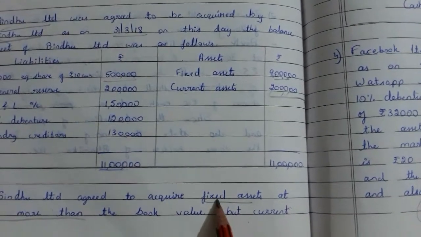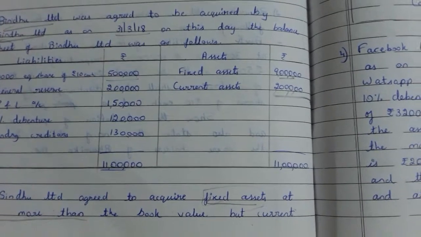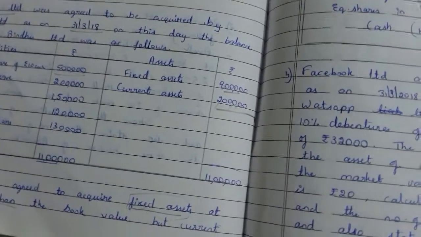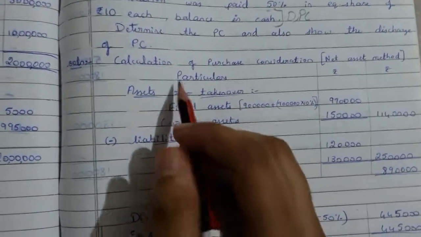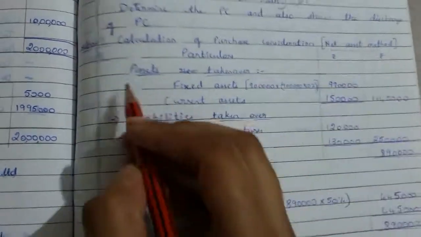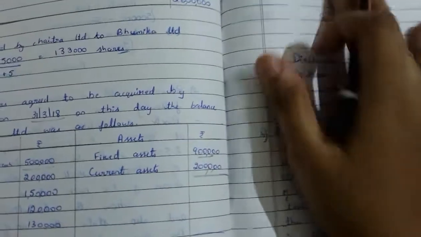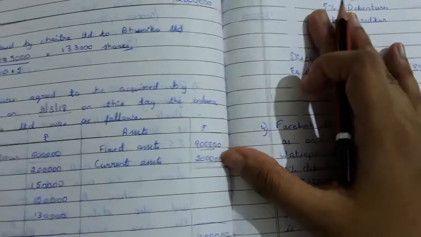So they are given regarding fixed assets in the adjustment. From this you can understand this is the value for the net assets method. Done. So let's take the calculation of purchase consideration under the net asset method. Let's take what are the assets taken over. There are only two kinds of assets, one is fixed assets and one is current assets.